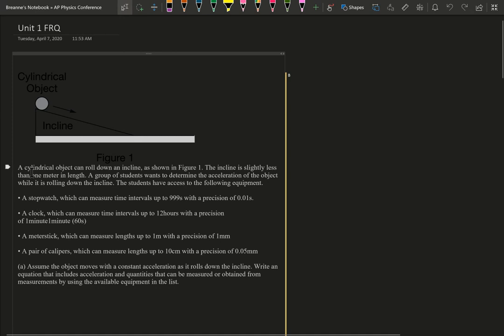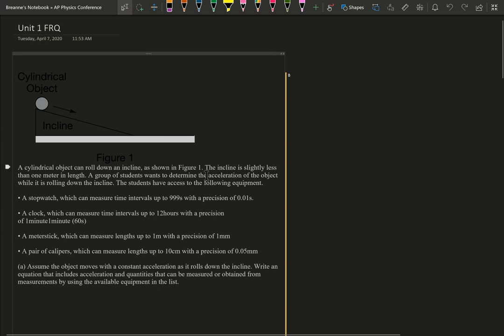So, it says we have a cylindrical object, a can, that rolls down an incline, as shown in figure 1. So this is a can rolling down the incline. The incline is slightly less than 1 meter in length. A group of students wants to determine the acceleration of the object while it's rolling down the incline.